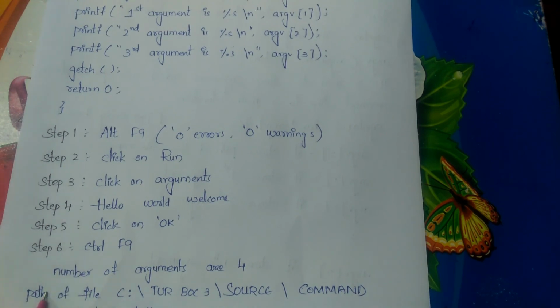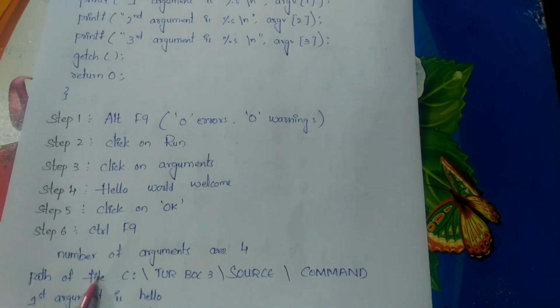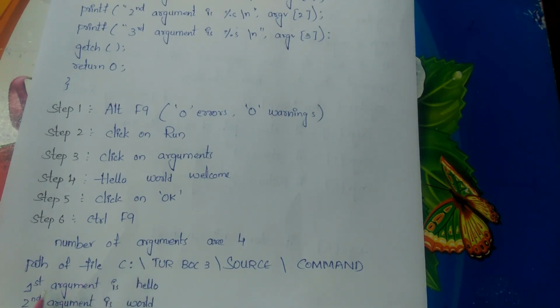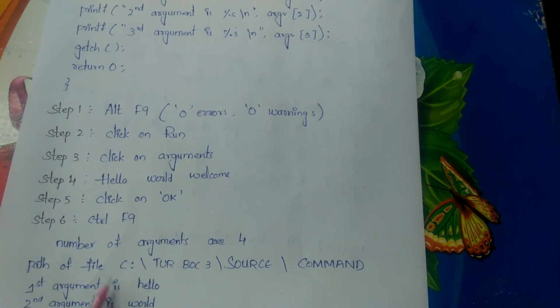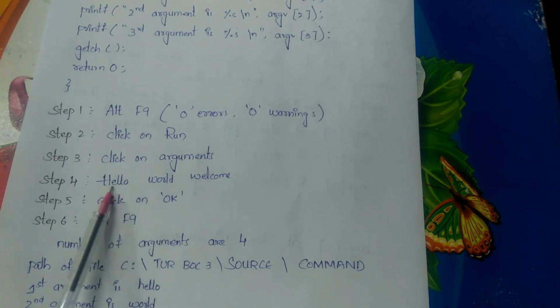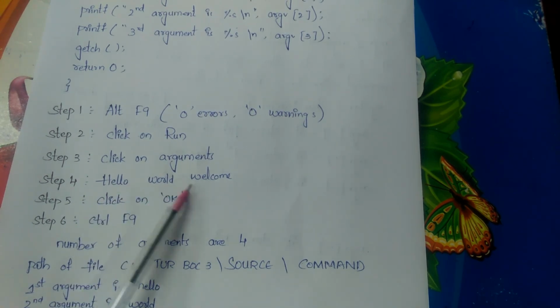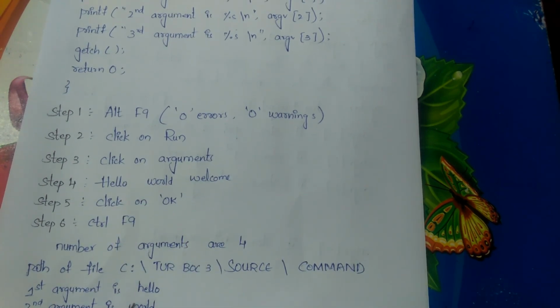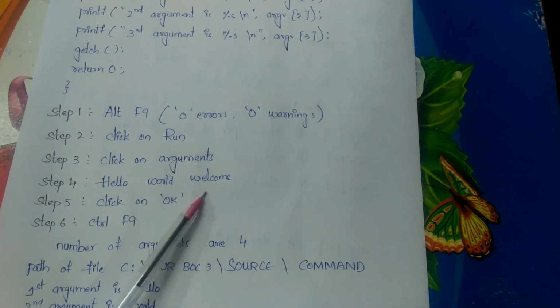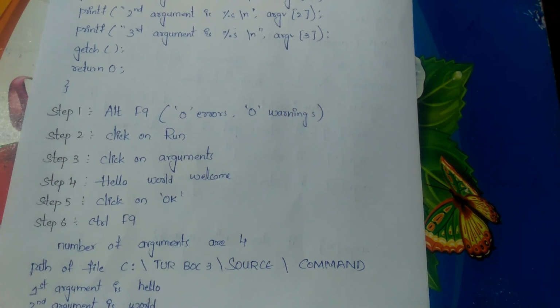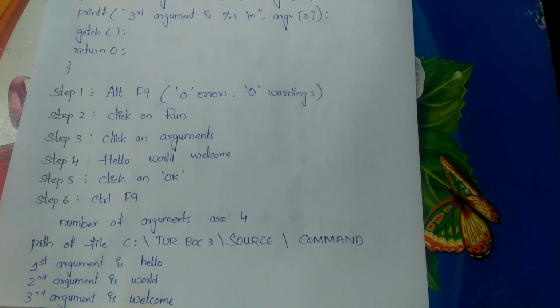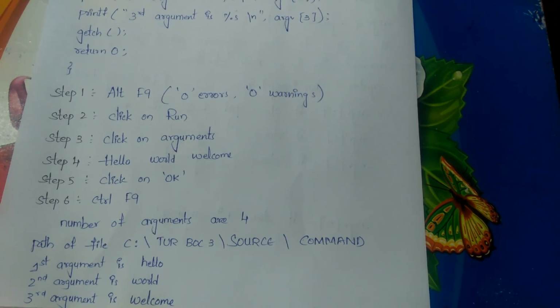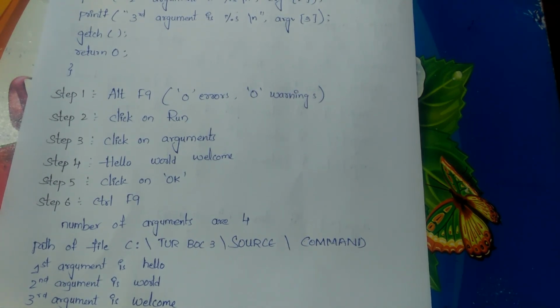Now when I want to print the path of the file, argv[0], that path will be printed here. Next, the first argument is hello. I gave the arguments hello, then world, and then welcome. The second argument is world, and this will be stored in argv[1]. The next will be stored in argv[2]. The third argument is welcome, which will be stored in argv[3]. So this is a C program to implement command line arguments. This is also an important one.